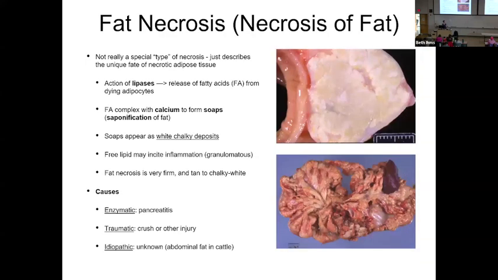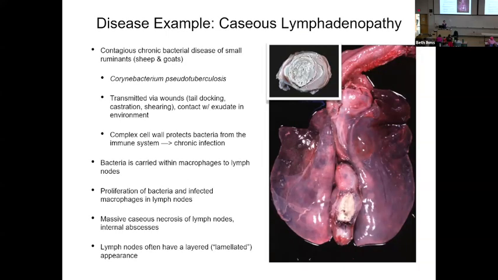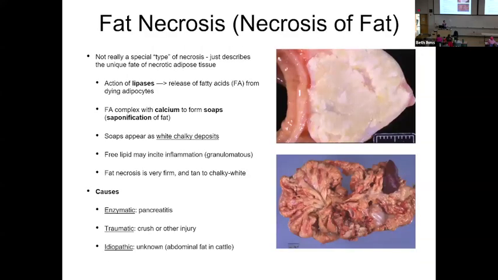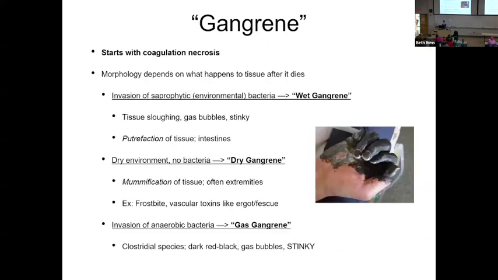This is necrosis of fat. This can happen anywhere there's liquefaction. This can only happen in fat. And it's because you need the fat plus the calcium to make a soap. It's the only thing special about it. Fat only for fat necrosis. Other questions?